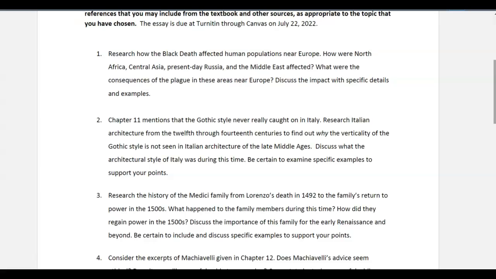The first one is talking about the Black Death, not only in Europe, but also other areas, such as North Africa, Asia, Russia especially, the Middle East. So I want you not only to discuss how Europe, which is what our book primarily discusses, how the Black Death, the plague, affected Europe, but I want you to consider the other areas around the world that may not be mentioned in our textbook. So you need to do a little research there. And I want you to discuss the consequences of these areas, what the plague did for these areas as well as Europe. Use specific details and examples and discuss those.